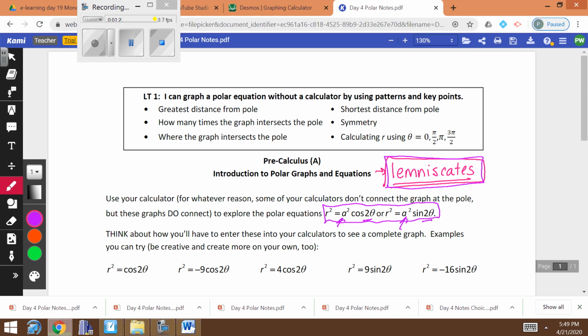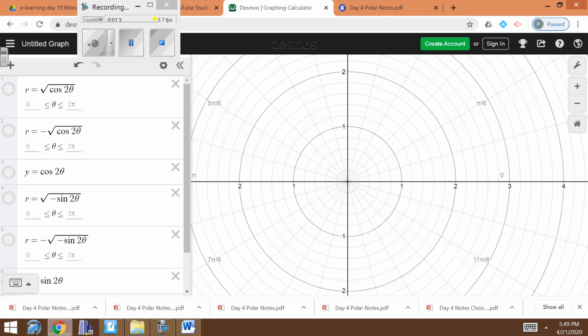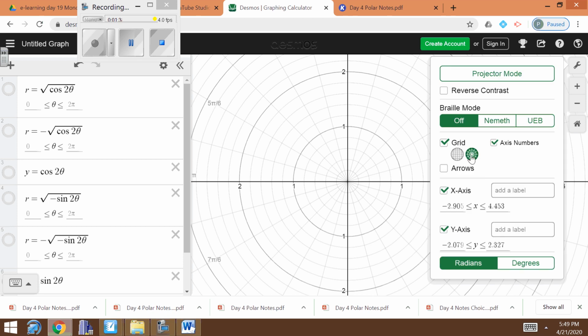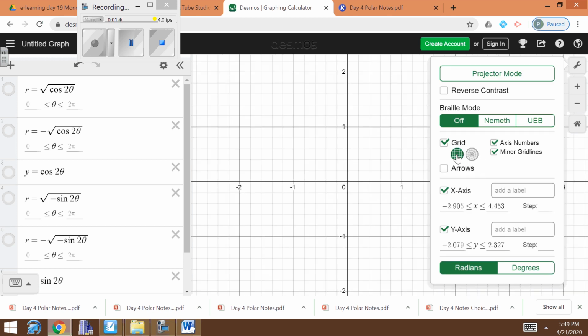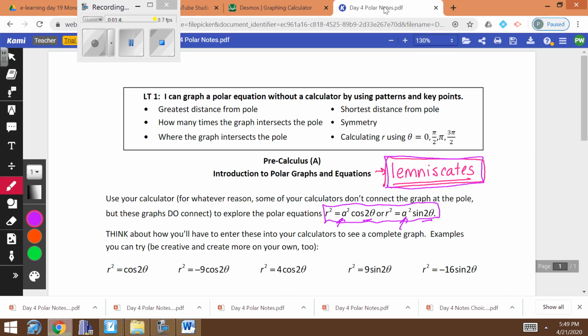So use your graphing calculators, or you can use Desmos. If you use Desmos, just close these here, make sure you go to the wrench over in the top right here, and change it to the polar instead of the rectangular. Here's the regular rectangular grid. Here's the polar grid on that one. So you can go over and use Desmos or use your graphing calculators.